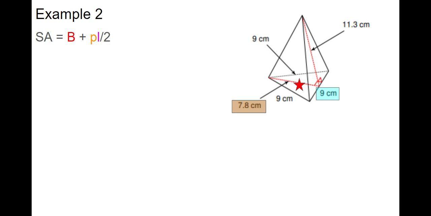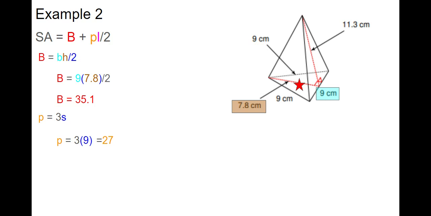And to find the base area of a triangle, right, we have to have base times height divided by 2. Okay, so we have the 9 and the 7.8, and we divide it by 2. And that gives us a base area of 35.1. Okay, so now we need to find the 3 triangles. And we'll do that by using the perimeter and the slant height. So the perimeter of the base is 3 because it's a triangle, and then times the side. So 3 times 9 is 27. So that's our perimeter.